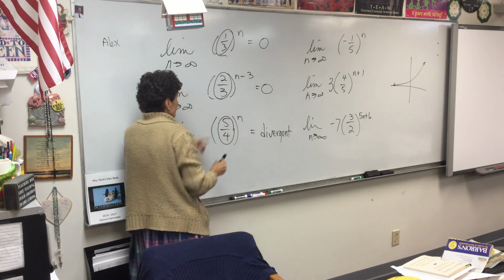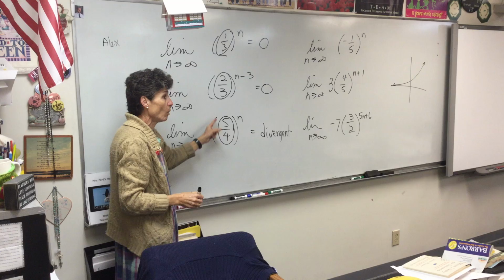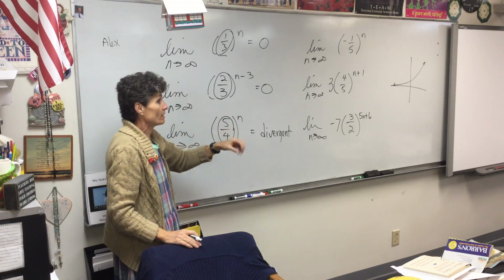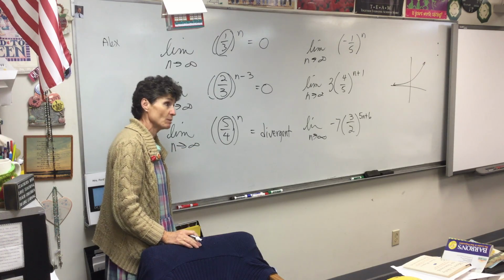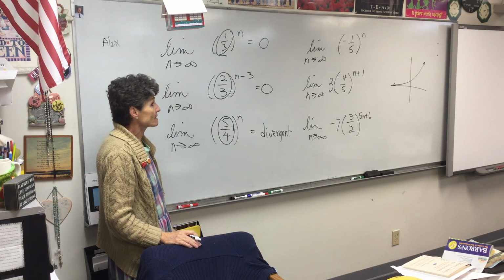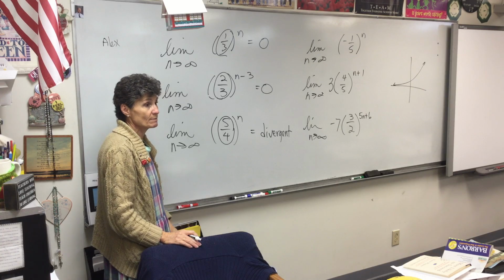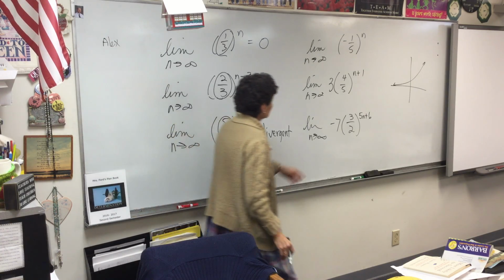If that number is less than 1, your limit's going to be 0 every time. If that number is more than 1, your limit is not going to exist. There isn't going to be one. So let's look at this problem.